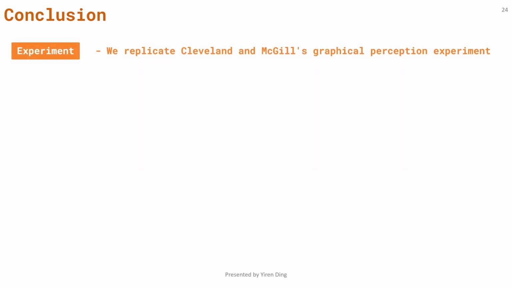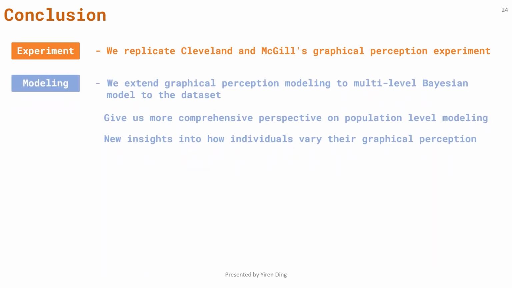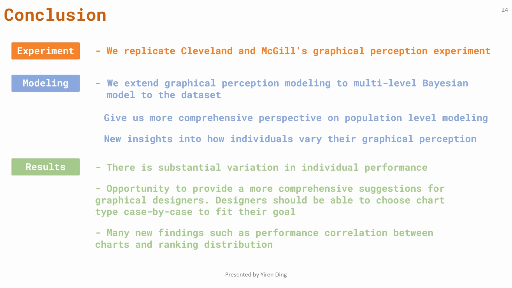In this study, we replicated the Cleveland and McGill graphical perception experiment. We applied Bayesian modeling to the dataset. Then, our model provides many new findings about chart performance. Since there's substantial variance between people, there's an opportunity for us to provide more comprehensive suggestions for graphic designers.